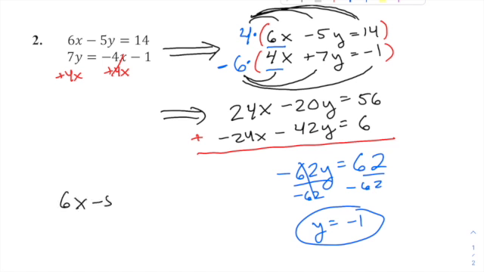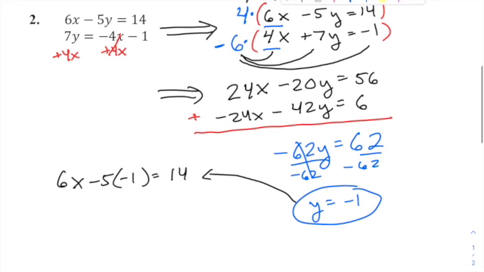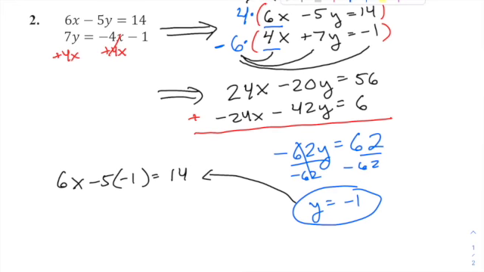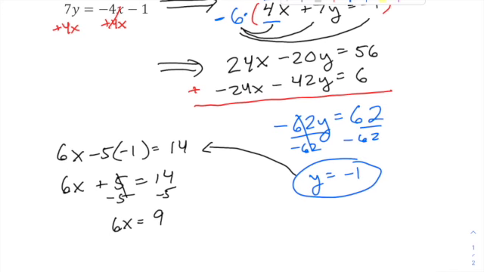6x minus 5, and in place of y, I'm going to put that -1, equals 14. So now I'm just taking that -1 and plugging it in for y into that first equation. And now simplify. Negative 5 times negative 1 is positive 5. Subtract 5 from each side. 6x is equal to 14 minus 5, which is 9. Divide both sides by 6. And you'll get x equals 9/6.